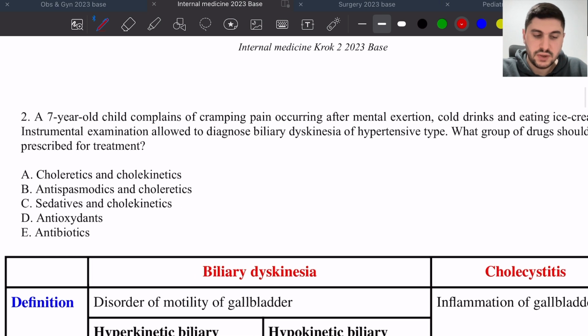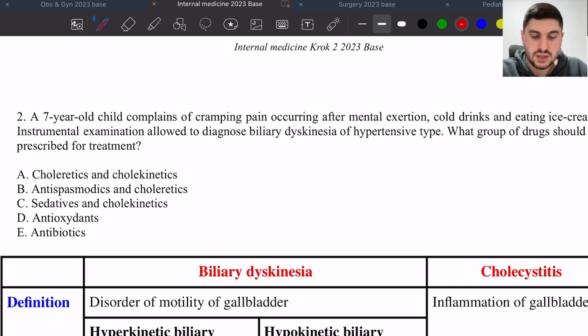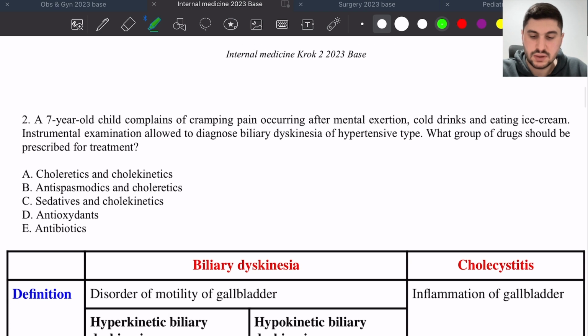Next question we have: a 7-year-old child complains of cramping pain occurring after mental exercise, cold drinks, and eating ice cream. We diagnose biliary dyskinesia of hypertensive type. What group of drugs should be prescribed?